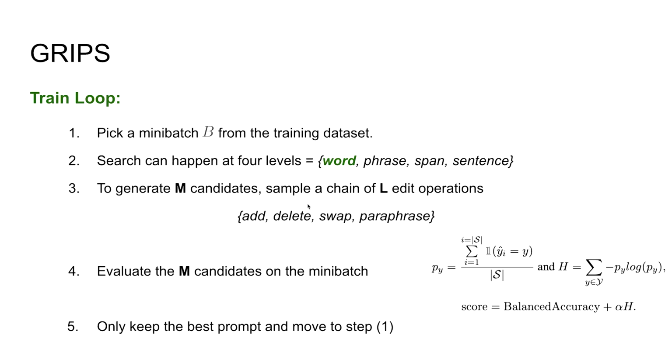Basically, you have 4 edit operations to perform on, let's say, the tokens of your input. The first one is delete, where you randomly delete one of the tokens, or you add one of the previously deleted tokens randomly somewhere in your prompt, or you swap it with another random token in the input, or you actually use another model like a paraphraser that paraphrases, let's say, a phrase, and you now replace the phrase with its paraphrase in the prompt.